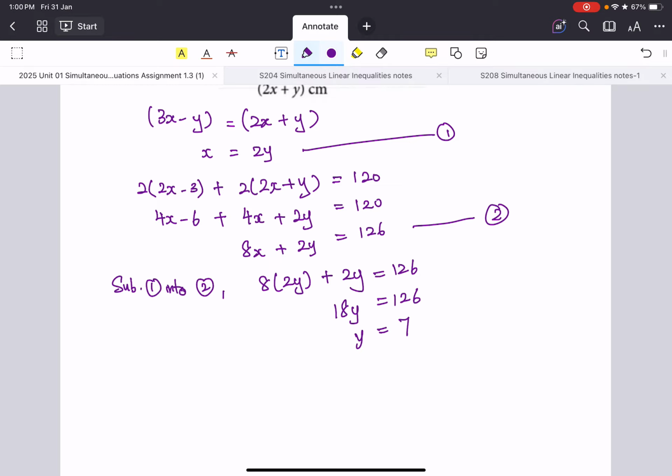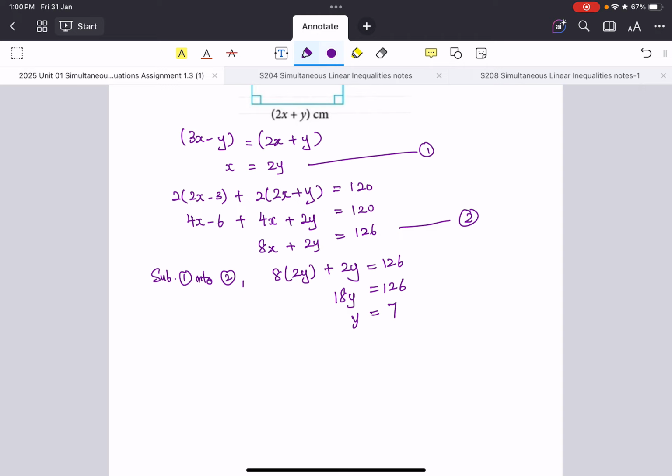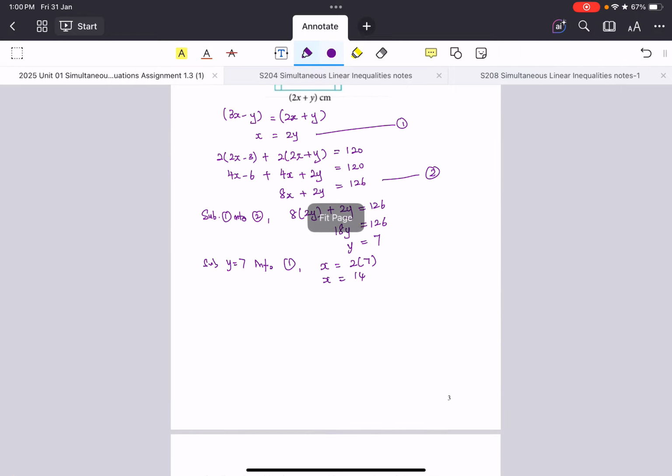Okay, so we got that, and then after that we need to find x. So we sub y equals to 7 into equation 1. So x is equals to 2 times 7. x is equals to 14. There we go. Therefore, x equals to 14, y equals to 7. That's the value of x and y.